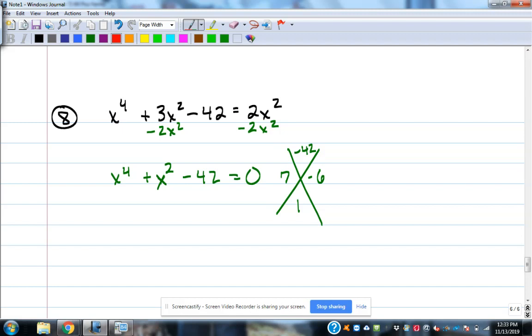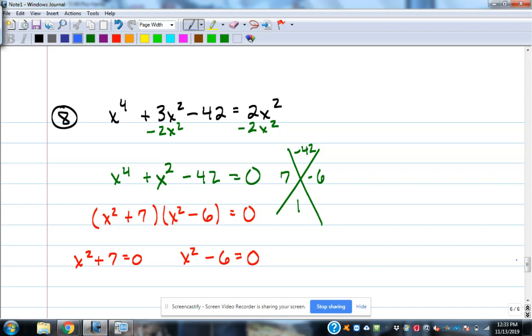Can I use the shortcut for my factors? Yeah, because there's nothing in front of x to the 4th. So I can use that shortcut. I know one of them's going to be plus 7 and the other one's going to be minus 6. But what goes in the front there? x squared, yeah. Will either of those factor further? Our only hope is the x squared minus 6, right? But that 6 is not a what? Square number, so we know it won't factor. So what do I do with those things then? Yeah, you set them equal to 0 and solve by square roots.